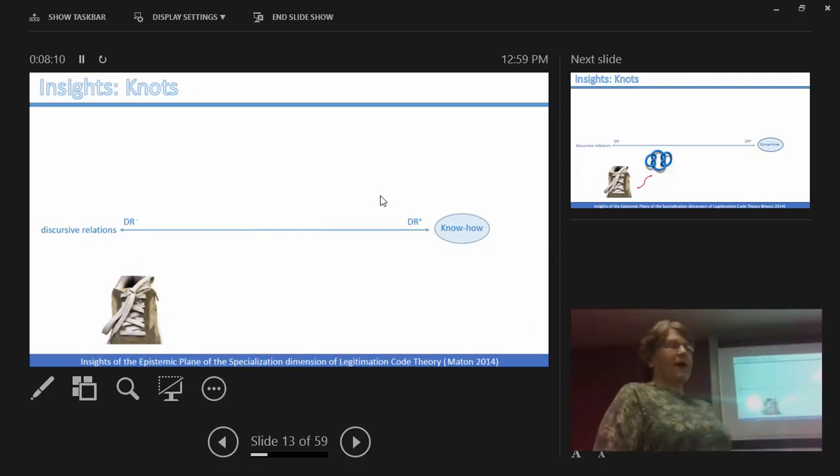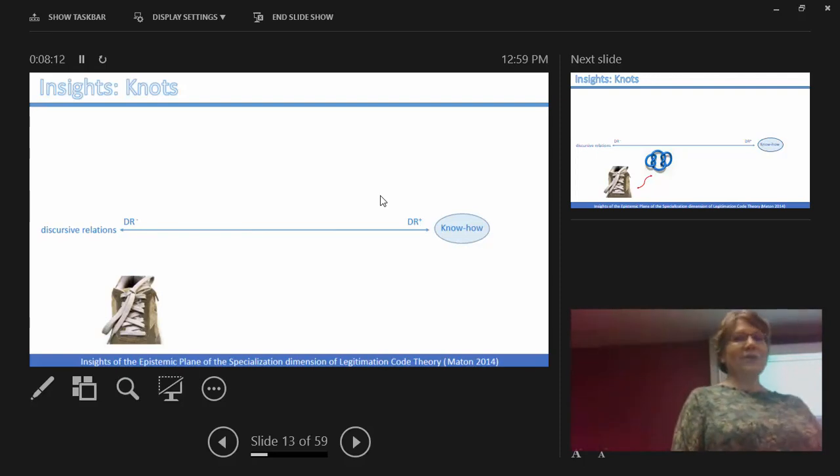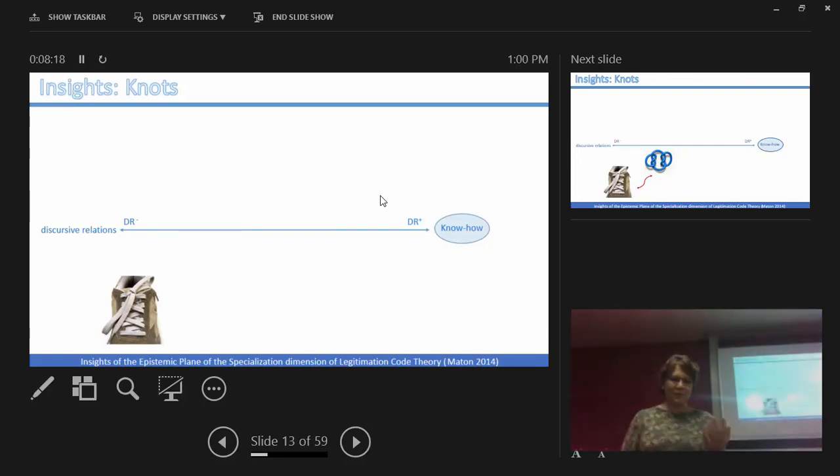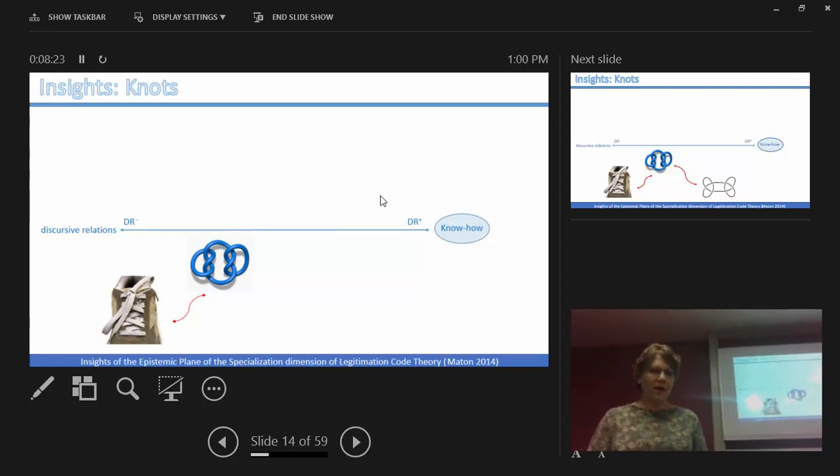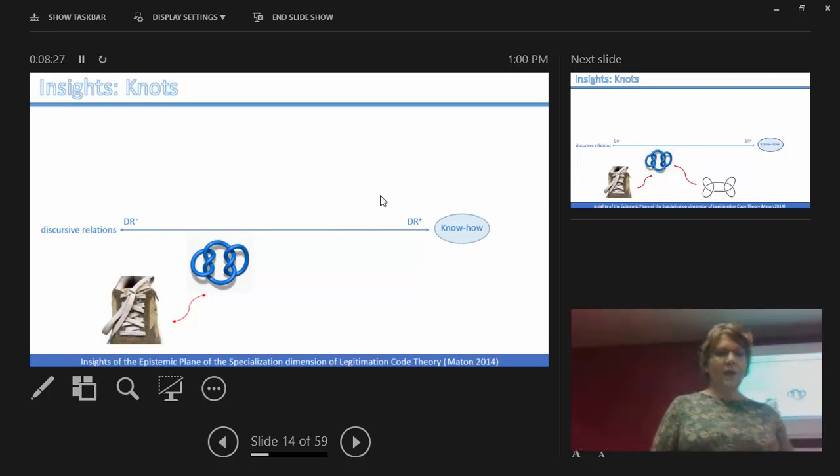If you take the idea of a knot in your shoelace, so some of you might have shoelaces, so now start looking at how you tie your shoelace. We have several kinds of knots. So here is an example of what is referred to as a granny knot.